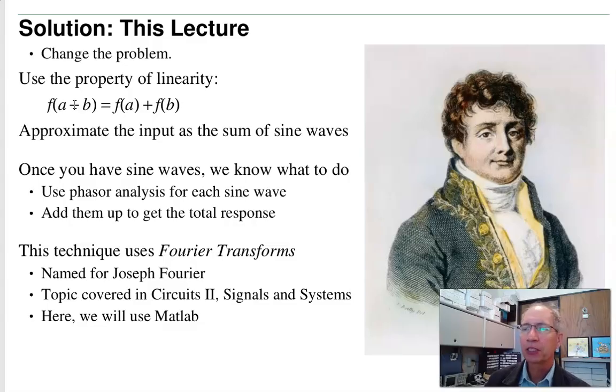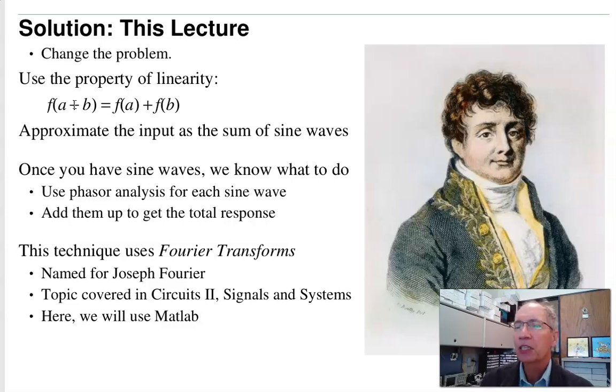The last lecture we looked at using phasors. Using phasor analysis, I can find the output or the solution to the differential equation for each sine wave separately. I can then use superposition to add the two together to get the total response. This technique is called Fourier Transforms, named for Joseph Fourier. This is a topic that's covered in Circuits 2, Signals and Systems later on in the curriculum.